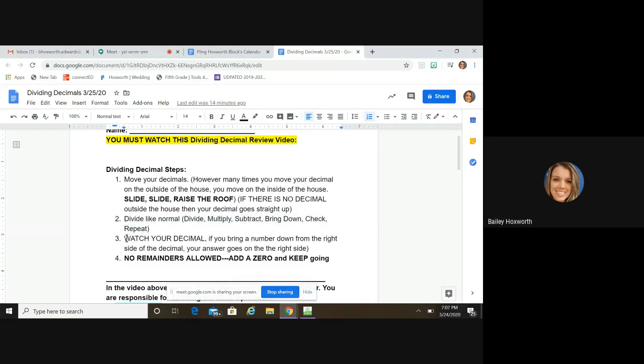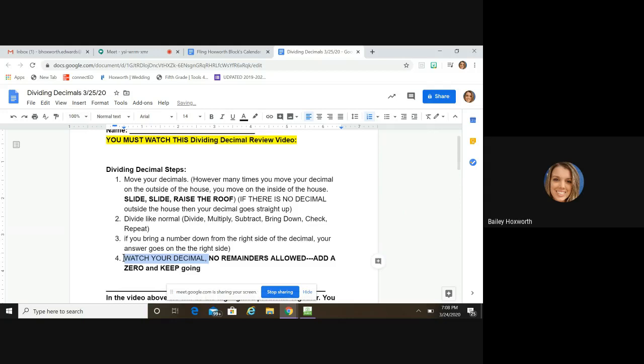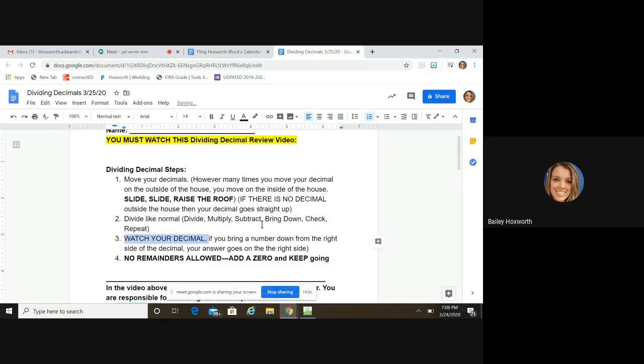And then you need to make sure that you're watching your decimal. If you're bringing a number down and it's coming from the right side of the decimal, your answer needs to go on the right side of the decimal as well. And remember that there are no remainders allowed. So if you end up having a remainder, you got to add a 0 and keep on going.